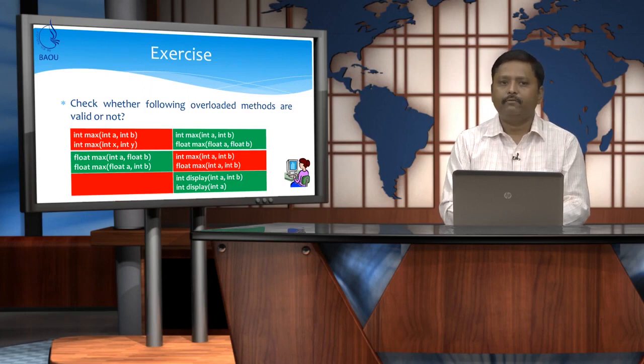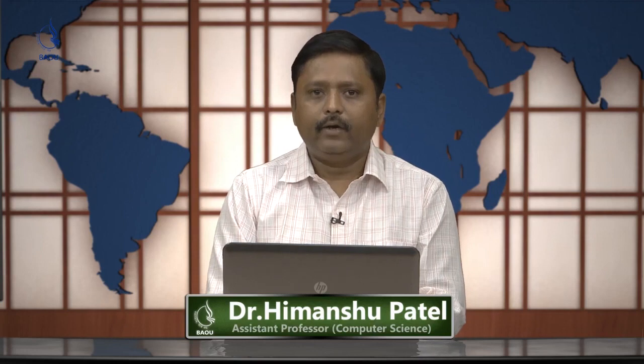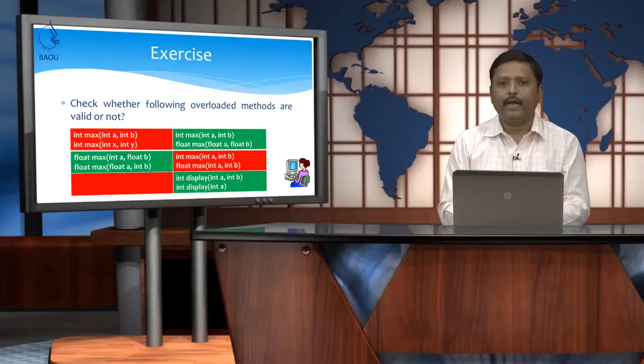The fourth definition we look at is integer max with 2 integer arguments and return type is float, name is max and 2 integer arguments. Again, in case of method overloading, we can have either different parameters or types. So, here the only difference is in the return type, which does not matter in method overloading. So, this is an invalid definition.